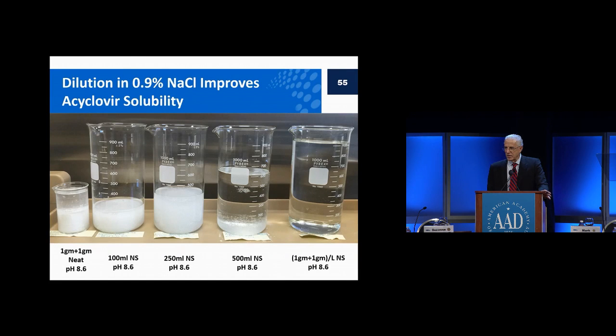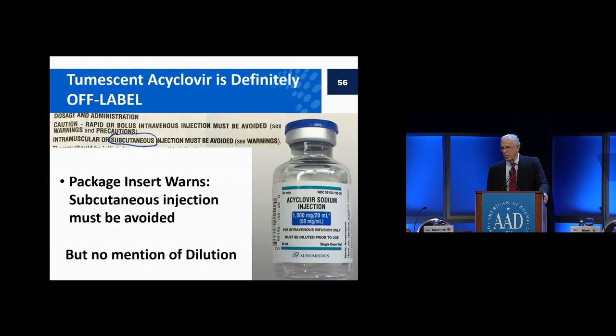So here's a series of dilutions we did. You can see on your left the two volumes mixed in a neat solution. Then if we add the two drugs to 100 ml, they precipitate immediately. To 250 ml, there's immediate precipitation. And if we add those two drugs to 500 ml of saline, they precipitate overnight. But in a liter, there's no precipitation. And so that was an interesting observation, and maybe we can do that.